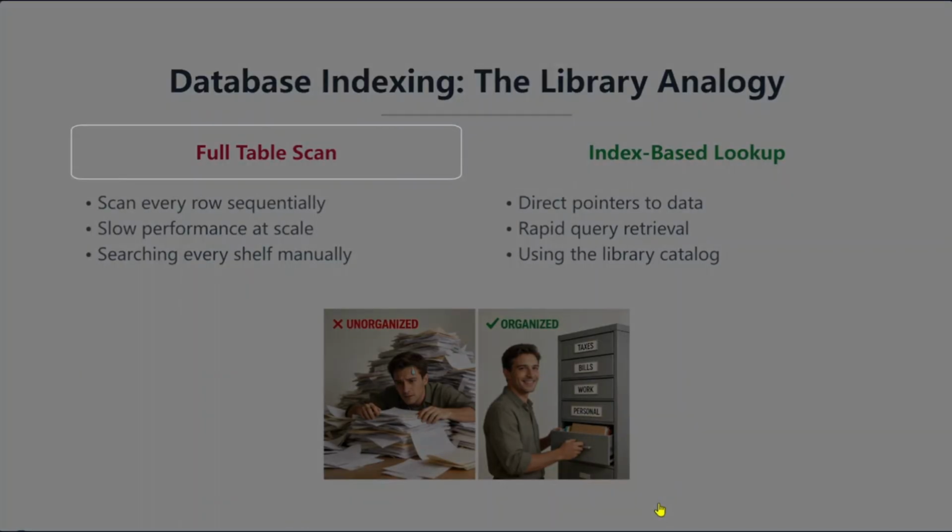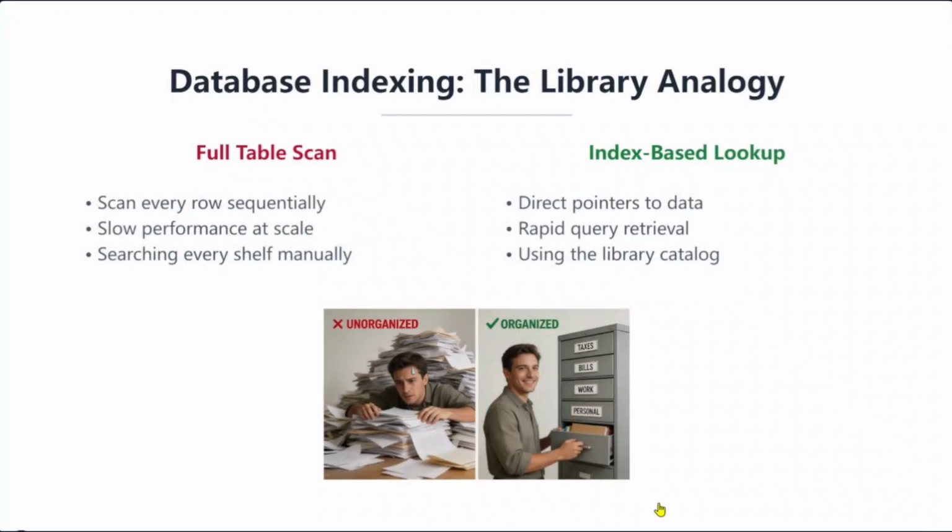Imagine you walk into a massive library looking for a specific book, but there's no catalog system. You'd have to walk down every single aisle, checking every book spine one by one until you find it. In the database world, we call this a full table scan. As you can see here, this means scanning every row sequentially. It works fine for a tiny shelf of books, but as your library grows into a massive warehouse, performance drops significantly because the work increases with every new record.